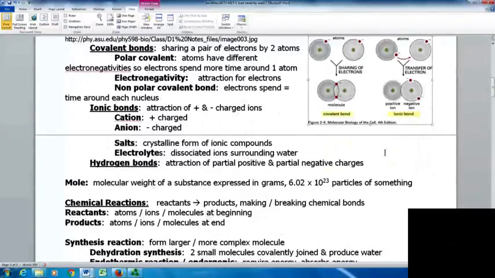The mole is the molecular weight of a substance expressed in grams. It's 6.02 times 10 to the 23rd particles of something. When you look on the periodic table, your molar mass is going to tell you the mass of one atom in AMUs, or it will tell you the mass of 1 mole of the substance in grams. 1 mole is going to be 6.02 times 10 to the 23rd particles of that substance.